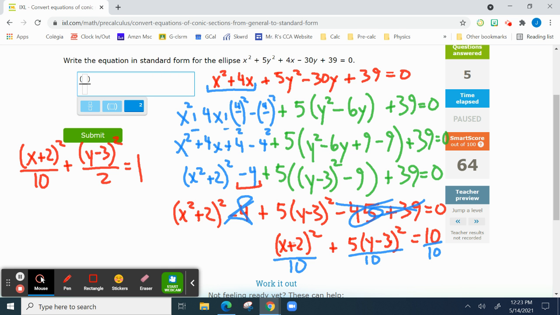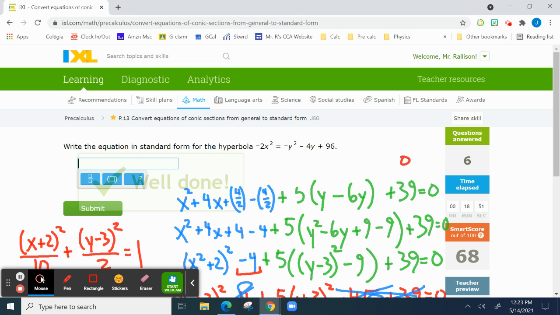So that's going to be x plus 2 squared over 10 plus y, and it's supposed to be minus 3, right? Minus 3 squared over 5 over 10 is 1 over 2. And that's going to equal 1. And I think that's going to be it. Let's just see, shall we? Boom. Hey, how about that? I got it right. And now I'm out of time.